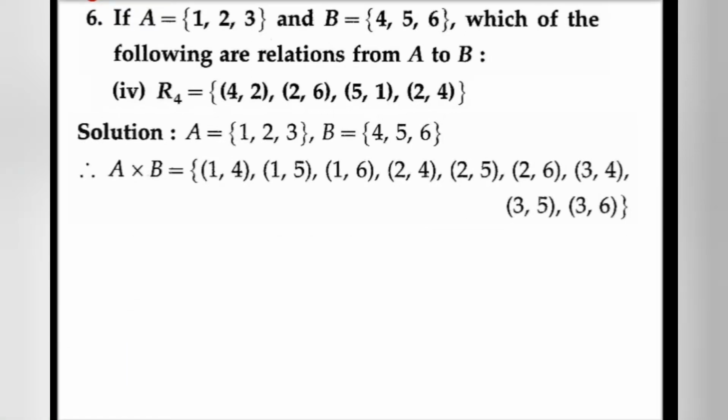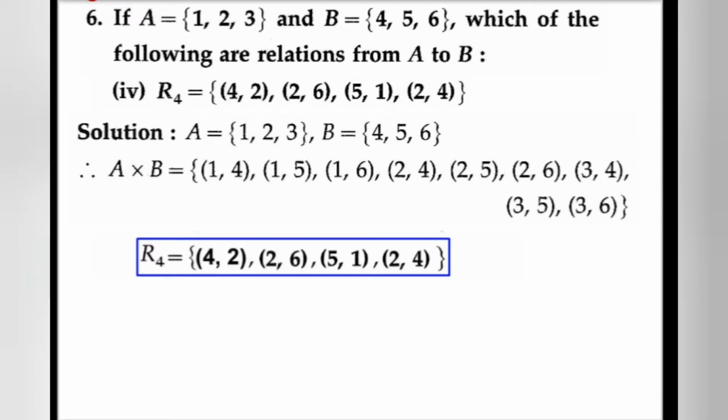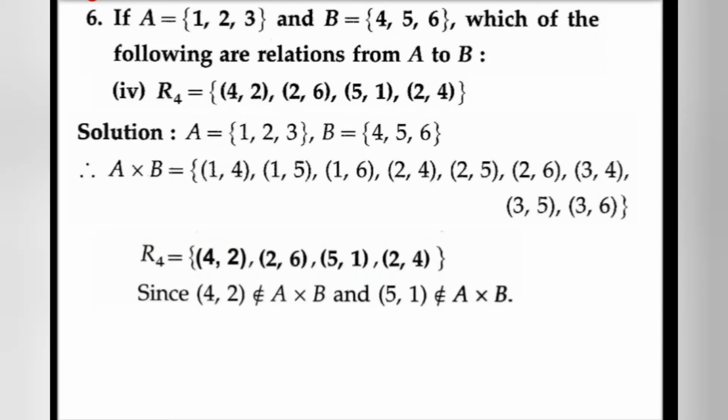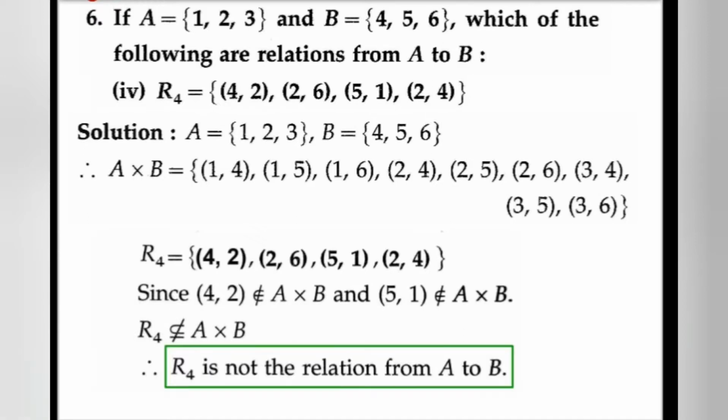Number 4. R4 is set of (4,2), (2,6), (5,1), (2,4). Now R4 is set of (4,2), (2,6), (5,1), (2,4). Since (4,2) is not in A cross B and even (5,1) is not in A cross B, so R4 is not a subset of A cross B, which means R4 is not a relation from A to B.